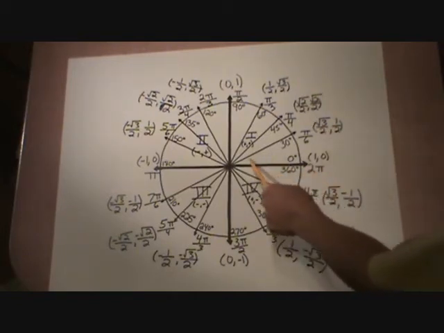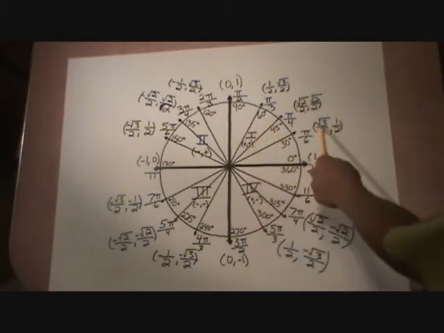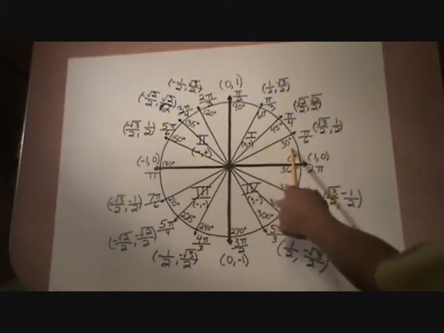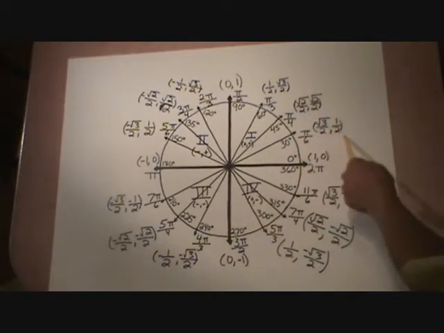of x degrees. So this is 30 degrees. The cosine of 30 degrees is the square root of 3 over 2, and the sine of 30 degrees is 1/2. That's how you write the points.